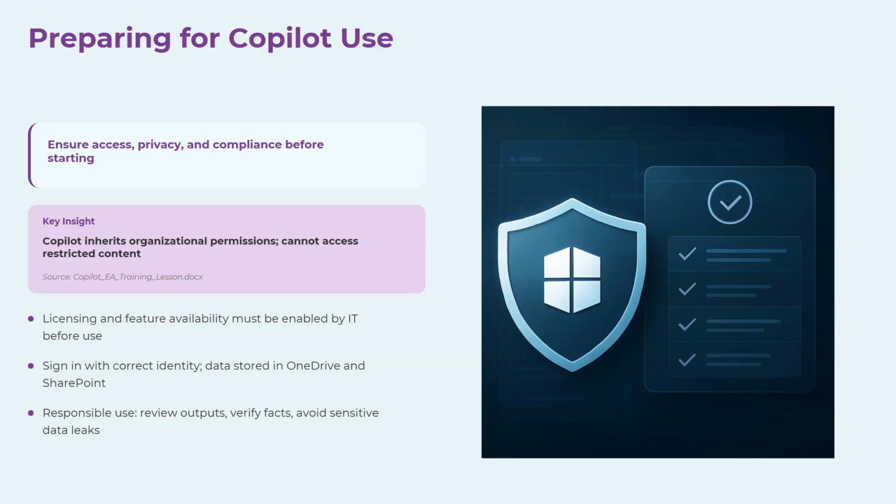Licensing and feature availability must be enabled by IT before use. Sign in with the correct identity, as data is stored in OneDrive and SharePoint. Use Copilot responsibly. Review outputs, verify facts, and avoid sensitive data leaks. Remember, Copilot inherits organizational permissions and cannot access restricted content.